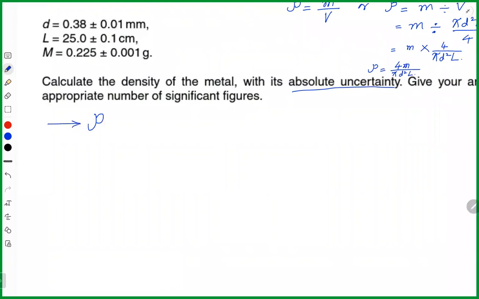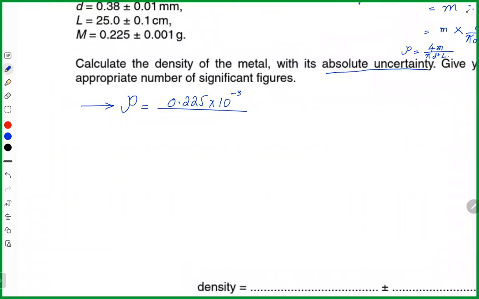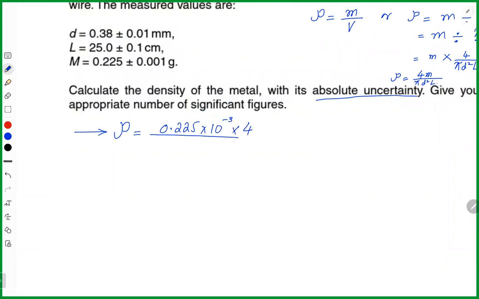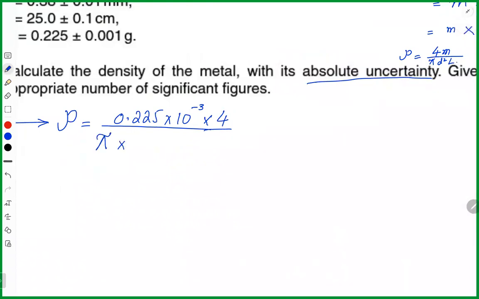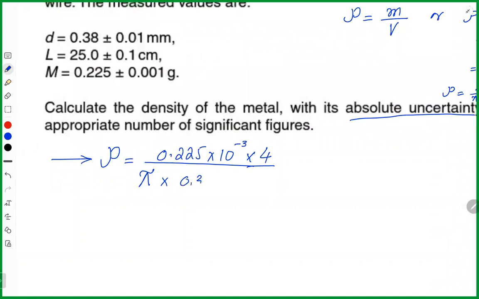Density, this is step number 1, equals to mass, which is 0.225 into 10 to the power minus 3 multiplied by 4. Remember, it is 4m divided by pi. Calculator can put the value of pi itself. D square, what is D? 0.38. And remember, there is a milli with it. That means 10 to the power minus 3 square into L, which is 25 centimeters. Remember, it is in centimeters, so we do 10 to the power minus 2.